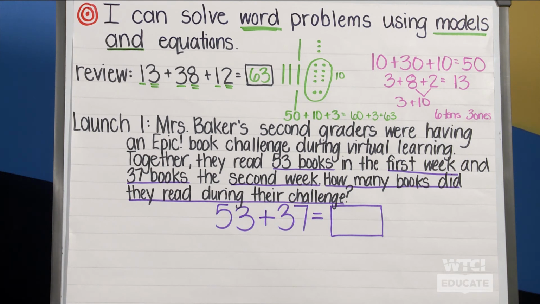Where is your 53 in your model? Where's your 37 in your model? How did you break apart those numbers? How did you decompose them, is the fancy way of asking that. What are you adding together first? Are you adding together your 10s or your 1s?